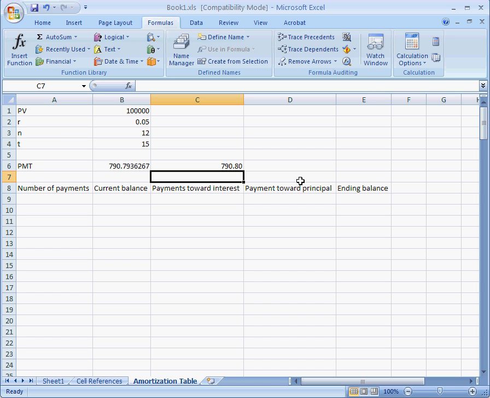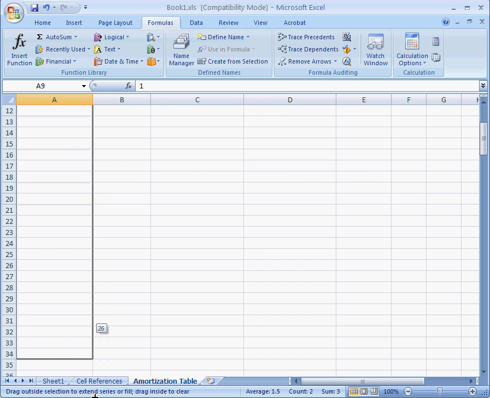Alright, for my amortization table I'm going to need several columns, one for the number of payments, one for current balance, one for payments toward interest, one for payments toward principal, and the ending balance, and I've typed that information in. In this example, the amount of time is 12. There's 12 payments per year for 15 years, or 180 total payments. So I'll put that under the number of payments.